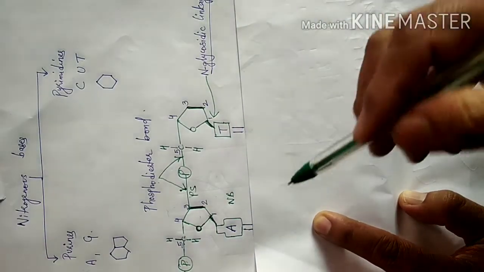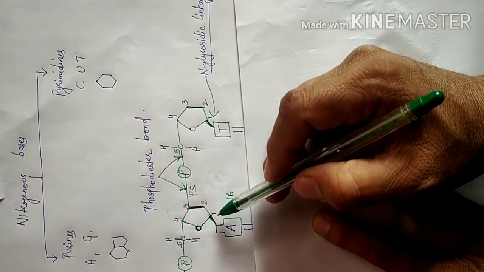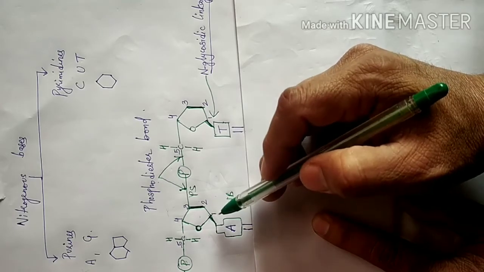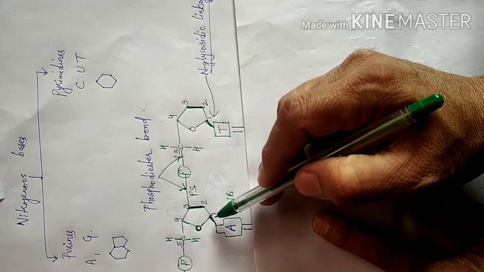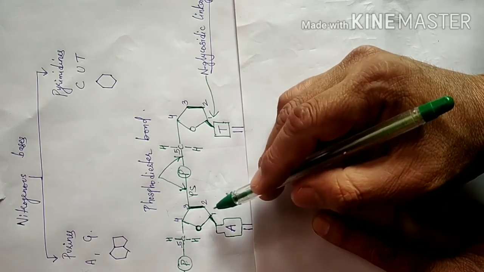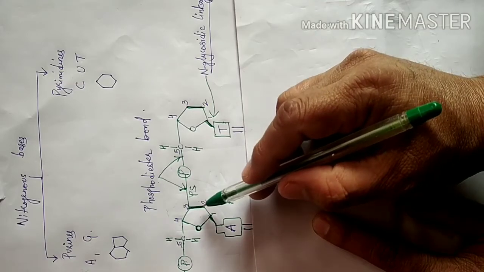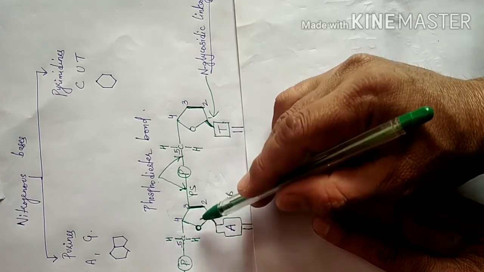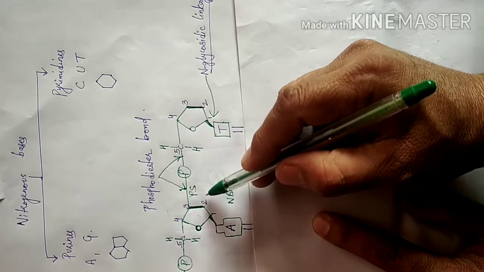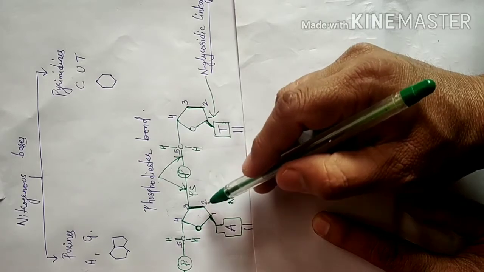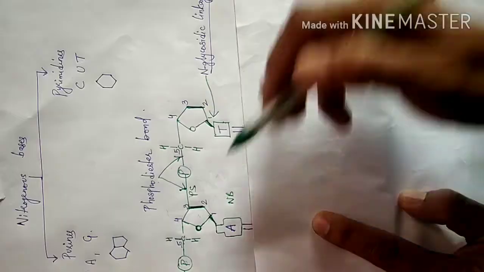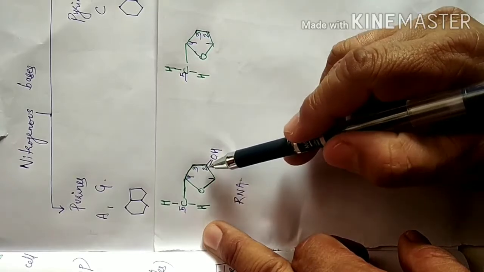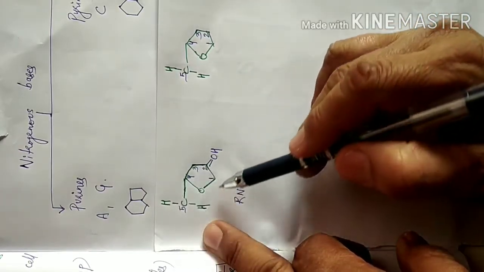And coming to the carbon atoms, we need to find out the difference between DNA and RNA. First we'll discuss RNA. In case of RNA, there is one OH group present in the sugar molecule here at the 2-carbon position of the sugar molecule. If there is one OH group here, then it becomes ribonucleic acid. RNA has an OH group at the 2' position of this sugar molecule that I have shown you.